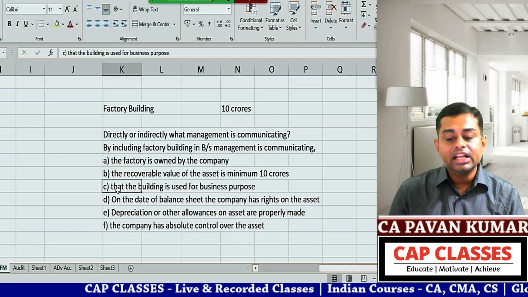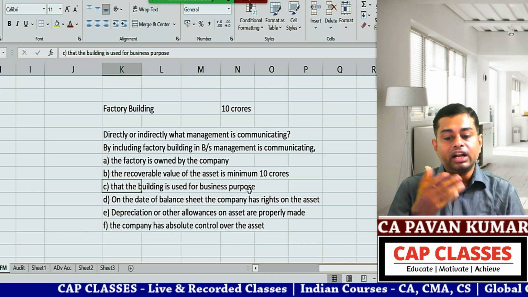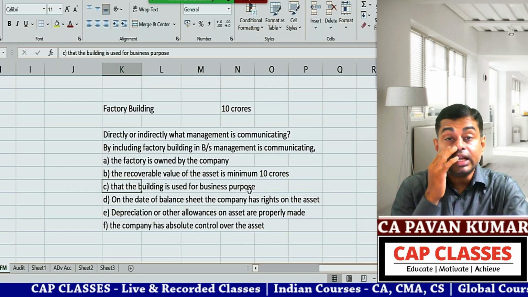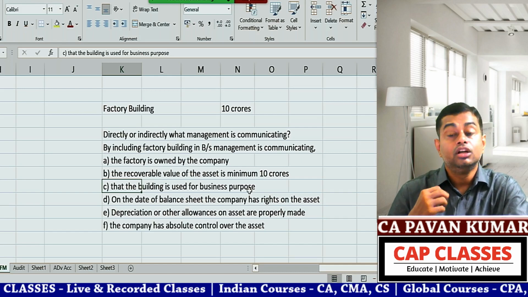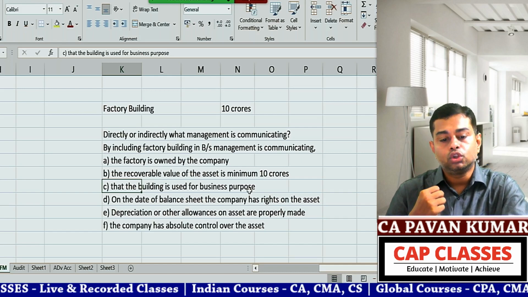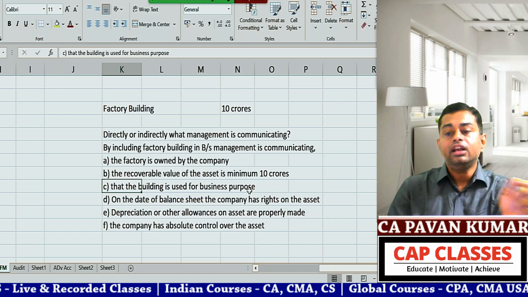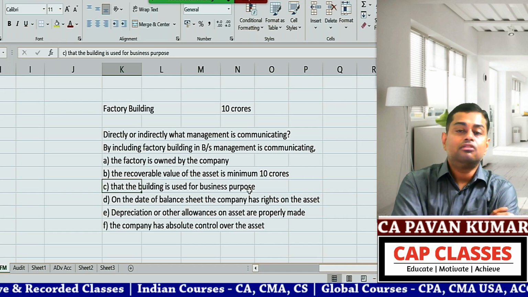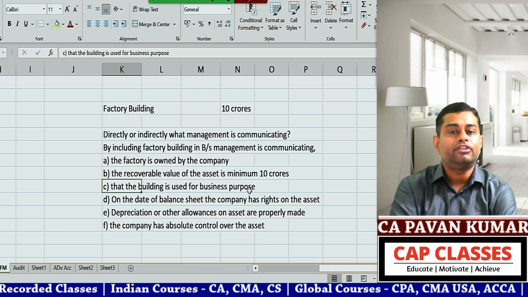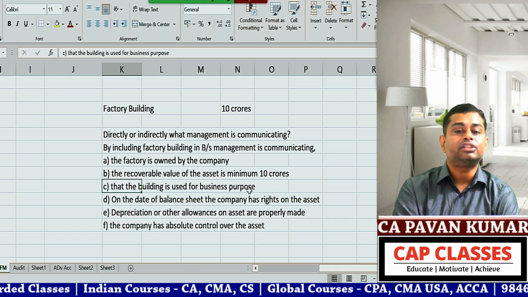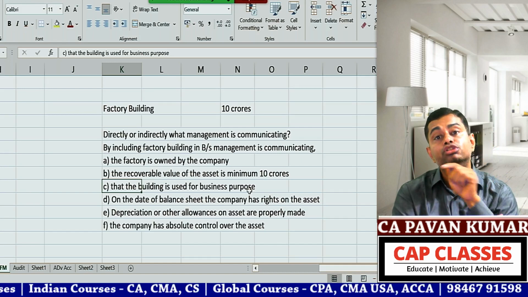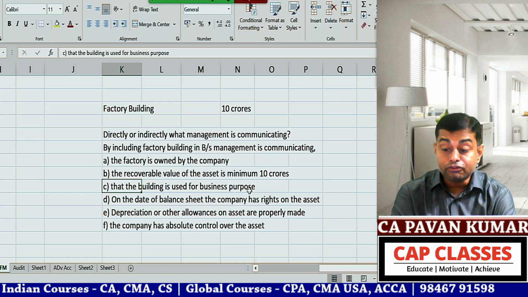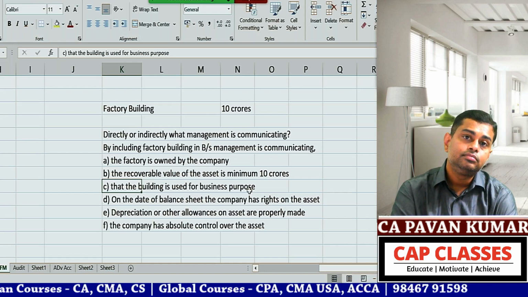Then, the building is used for business purpose. So the auditor has to verify. If it is an intangible asset, say for example designs, drawings, molds, software, the auditor will go and verify: are you using software? Yes sir. Which software? Sir, XYZ software. For what? Sir, for billing purpose. Show me. So go to the billing section and see whether the software is being used properly or not. The auditor has to do that.